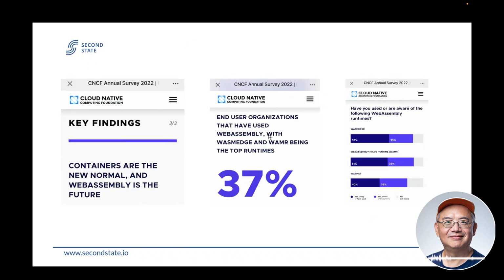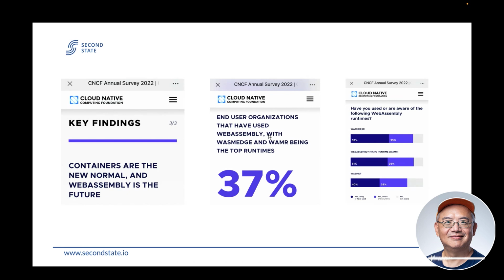If we look at this survey, which I find very interesting because it's the official annual survey CNCF does, CNCF has over 1,000 member companies that are paying at least $5,000 a year, and a couple hundred projects at different stages of sandboxing and incubation. So it covers a large swath of cloud computing users and developers. And this whole annual survey of CNCF has only one key finding. It doesn't have multiple key findings. There's only one: containers are normal and WebAssembly is the future.